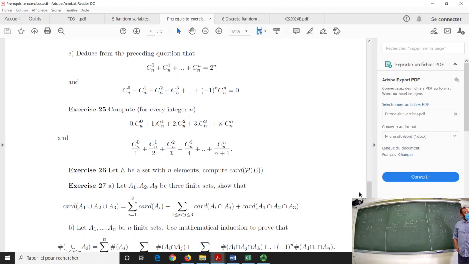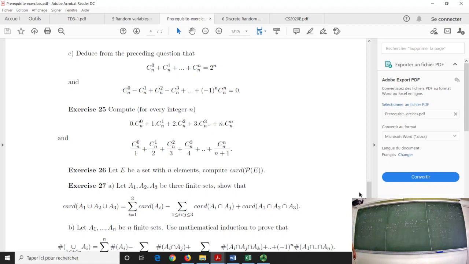Do you have questions? If it's the first time you see this trick, I don't say that everybody has to be able to do it this way, but now you have seen it. To make a k appear, it's not that bad to think about derivatives.